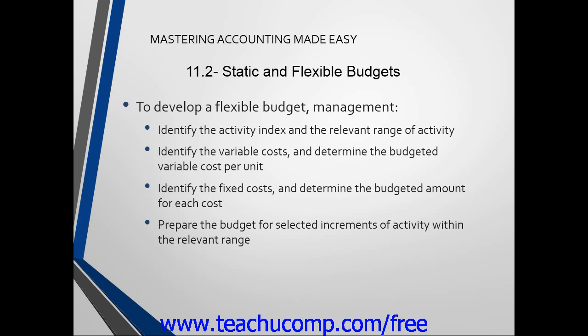To develop a flexible budget, management takes certain steps. They first identify the activity index and the relevant range of activity. Next, they identify the variable costs and determine the budgeted variable cost per unit. Third, they identify the fixed costs and determine the budgeted amount for each cost. And finally, they prepare the budget for selected increments of activity within the relevant range.